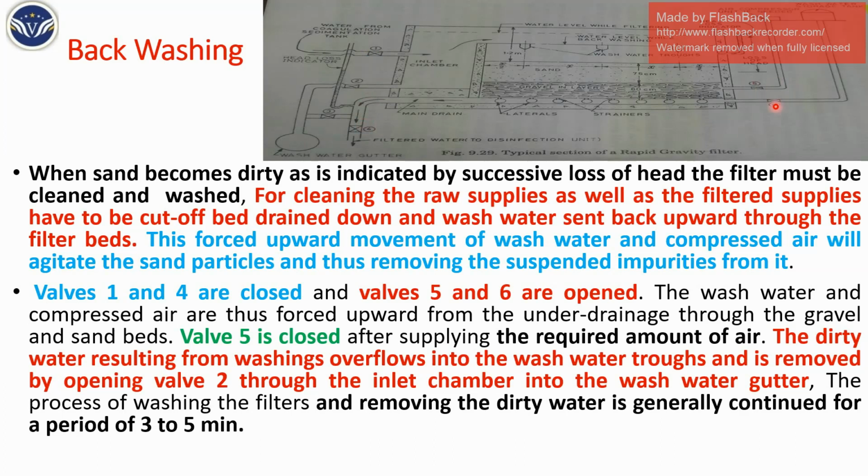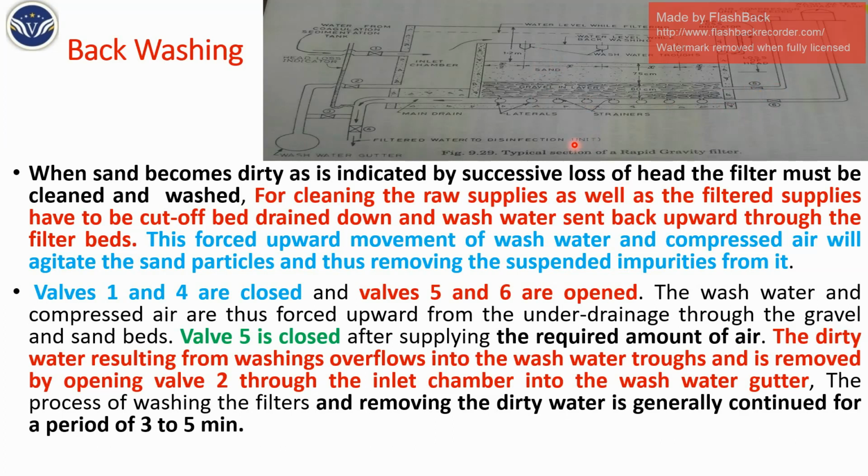Now valve number 5 and valve number 6 are kept open. The wash water and the compressed air are forced upwards through the drain, through the gravel and sand bed. So there is upward movement in the opposite direction. Then we close valve number 5, the compressed air valve, when we have got a sufficient amount of air.